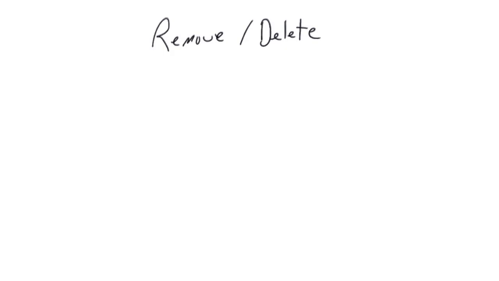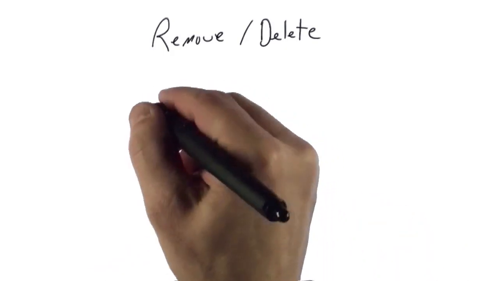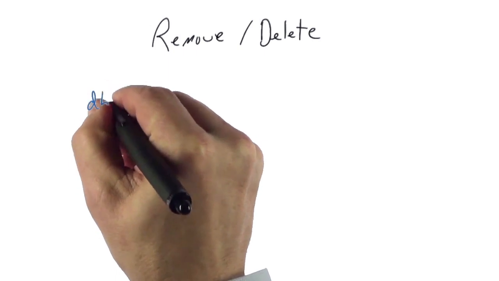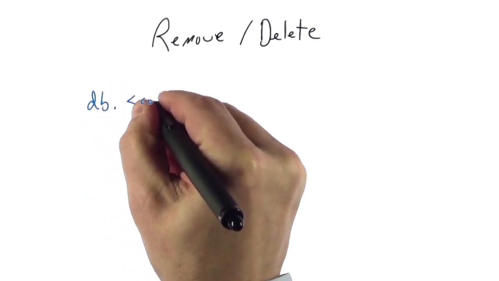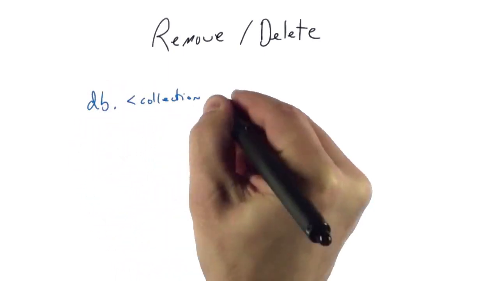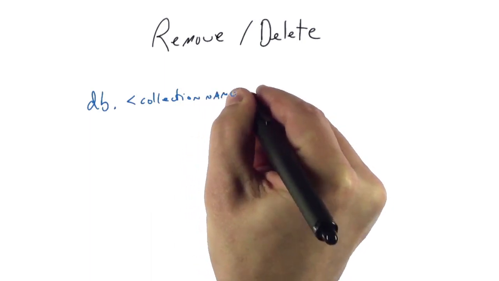Okay, in this section we're going to talk about deleting or dropping documents from collections, and then after that we're going to go back and talk a little bit more about update. So remove is pretty simple, so I thought we'd just go through that first.